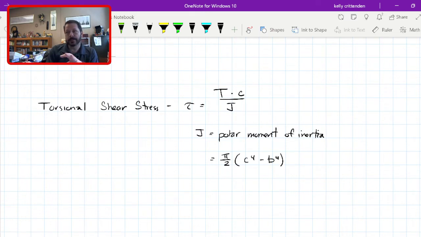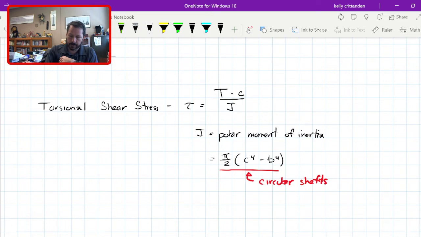So that equation, c to the fourth minus b to the fourth times pi over 2, is only good for circular shafts, hollow or solid circular shafts. So using this part does mean that this equation only works with circular shafts. So we'll make that little note. And we went through and actually derived that yesterday. So if you want to go back and look at that, that's why this equation, when we put pi over 2 c to the fourth minus b to the fourth, only works for circular shafts. You can kind of get a clue because it's got pi in there, so that's usually going to relate to something round.